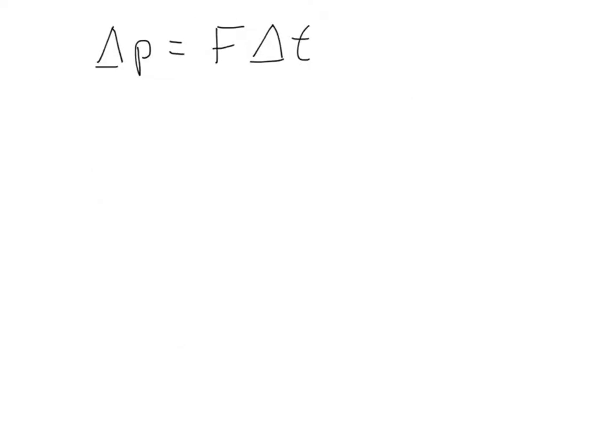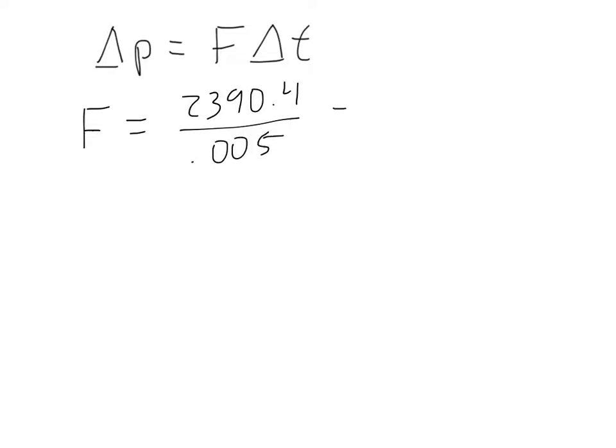We assume that the person is going to experience a constant force in time. We know that impulse, change in momentum, is equal to force times the time interval. So that means that the force is going to be equal to the change in the person's momentum, 2390.4, divided by the time interval, 0.005 seconds, and we get a force of 4.78 e to the 5th newtons, which is a pretty massive force and shows you just what the human body is going to experience if you were to fall in an elevator shaft and land. You experience a tremendous amount of force.